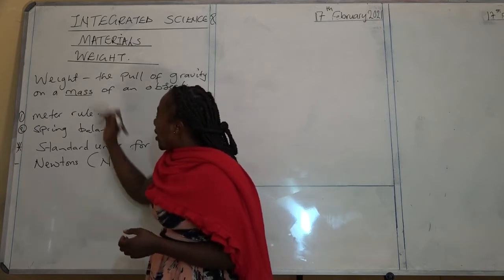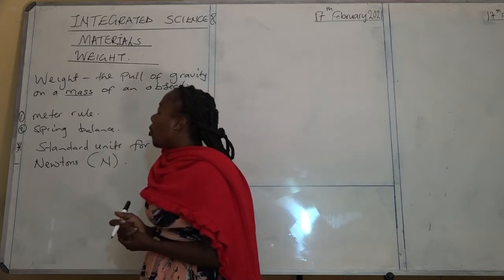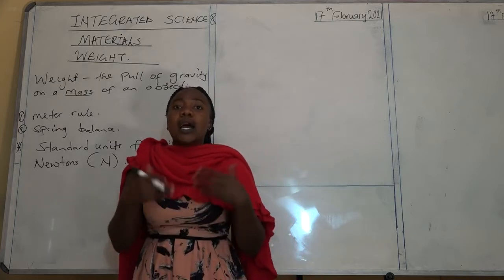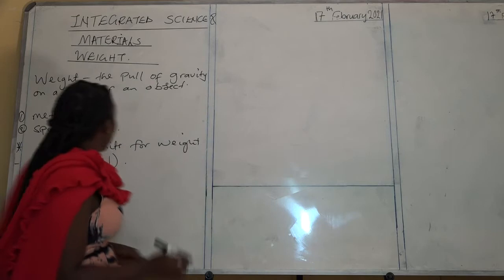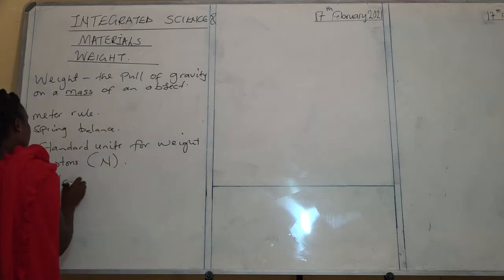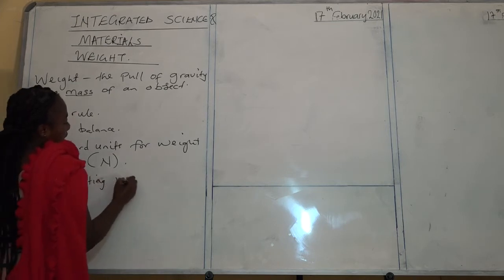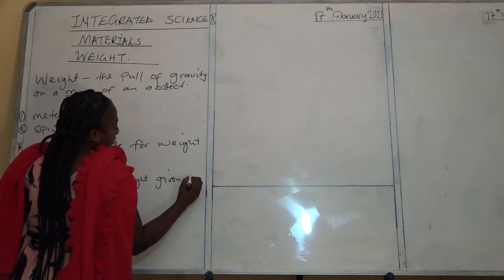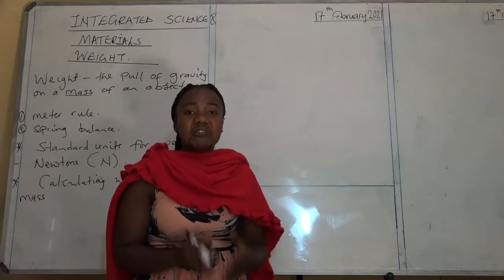Having defined weight, having looked at the instruments that we use to measure weight, and having looked at the standard units for weight, how do we calculate weight given the mass? Let us look at these examples on calculating weight given its mass.